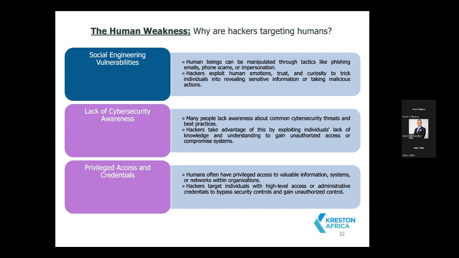So why are the hackers targeting humans? Because the simple answer is that humans are a lot easier to trick than a computer system. Humans can be manipulated through tactics like phishing emails, phone scams, or impersonation. And the hackers exploit human emotions, trust, and curiosity to trick individuals into revealing sensitive information or taking malicious actions. Then there is the lack of cybersecurity awareness.